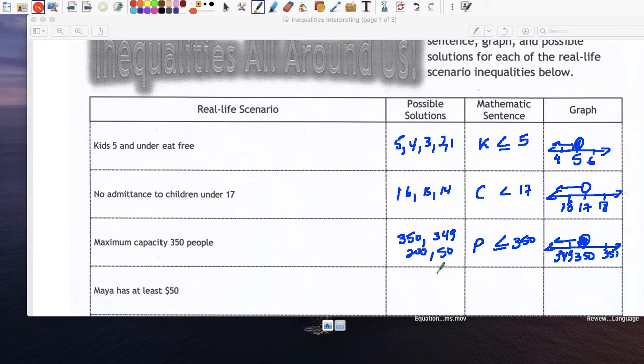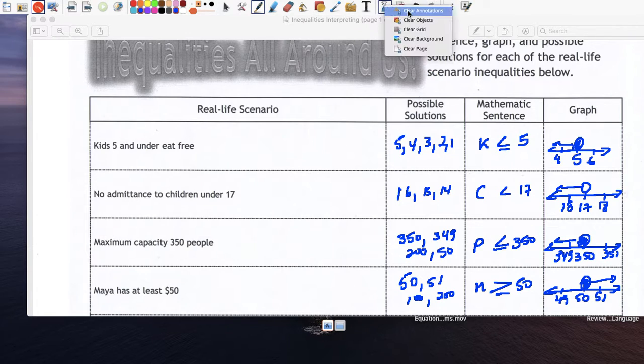Maya has at least 50 bucks, so I know that she has $50. She can have $51. She can have $100. She can have $200. So for Maya, how much money does Maya have? Maya has greater than 50 or equal to 50. So 50, 51, 49. Can she have $49? No, she's going to have at least 50 or more. Okay.